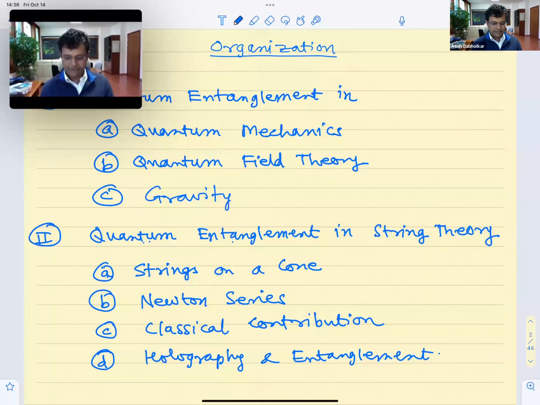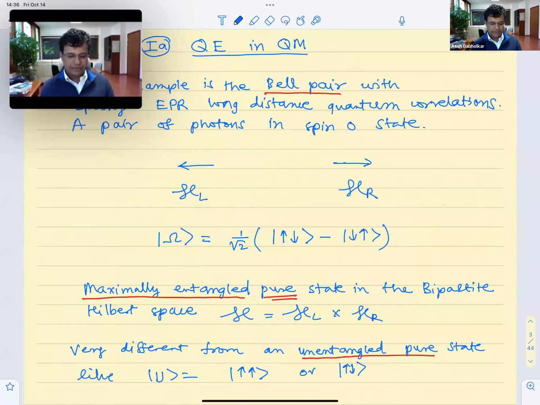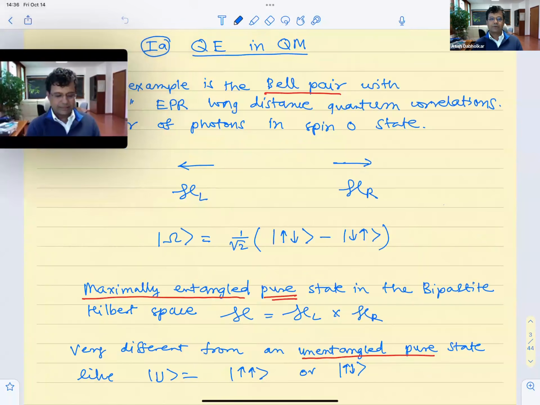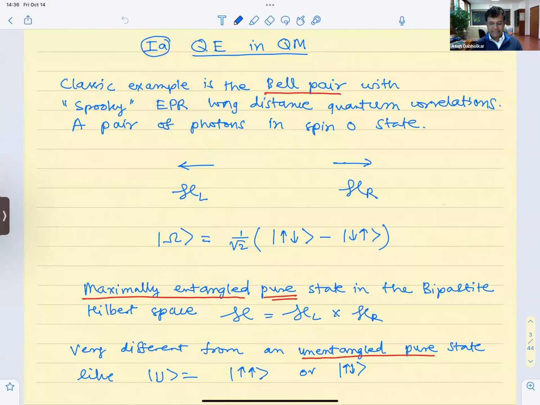So the simplest, classic example of quantum entanglement in quantum mechanics is the famous Bell pair, which Einstein, Podolsky, Rosen used to highlight the spooky long-distance quantum correlations. So it's a pair of photons, for example, in a spin zero state. One could be here and the other could be in the Andromeda galaxy, let's say in the Hilbert space H left. And so for all practical measurements in this room, you really don't need to know about what is happening in the Andromeda galaxy.